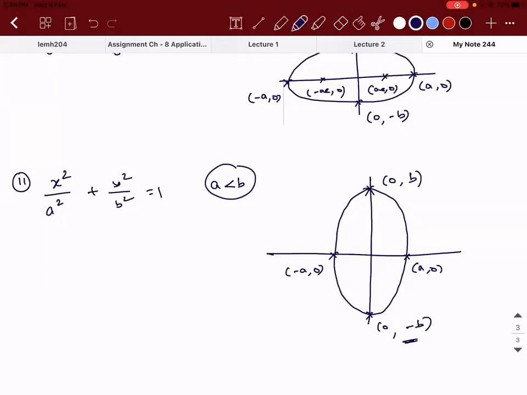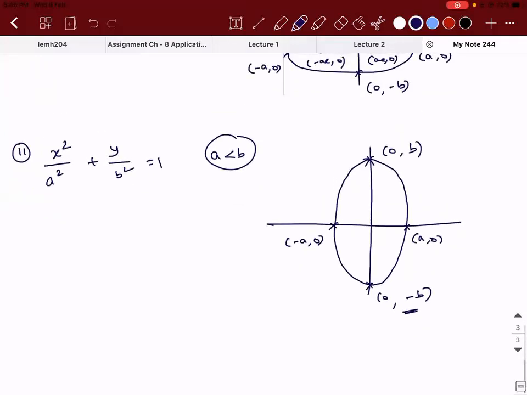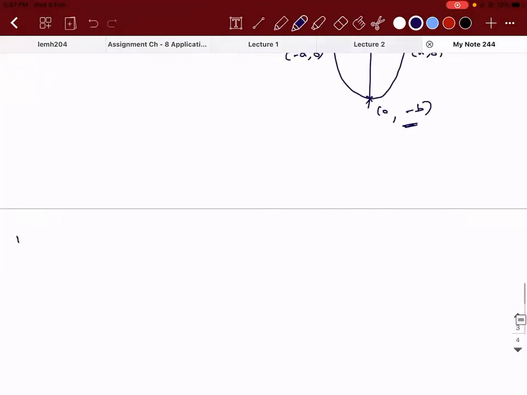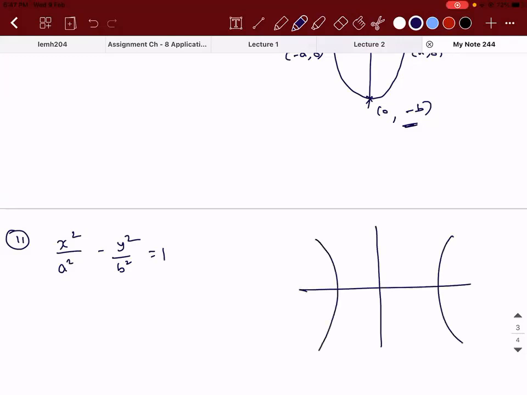x square by a square plus y square by b square is equal to 1. The eleventh one is x square by a square minus y square by b square is equal to 1. It will be a hyperbola. This point is a comma 0, this point is minus a comma 0. Generally, they'll not ask you hyperbola because it doesn't form a closed shape.